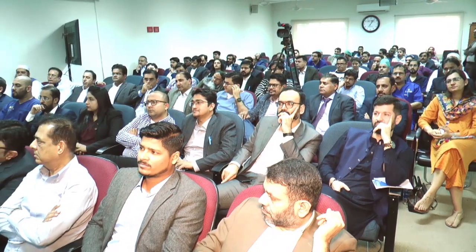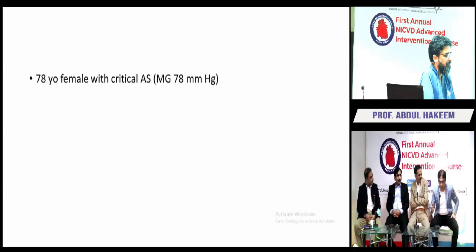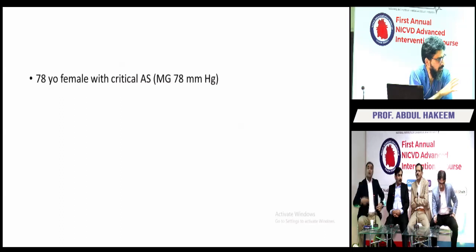I think what Dr. Abdul Hakeem is trying to make a point is that she's 78 years old, her ejection fraction is normal, but despite normal ejection fraction, her mean gradient is 30, right? There's something called low-flow, low-gradient severe aortic stenosis despite normal ejection fraction. But I think you mentioned mean gradient is 78 in this patient. No, I said, this is a scenario. Okay.